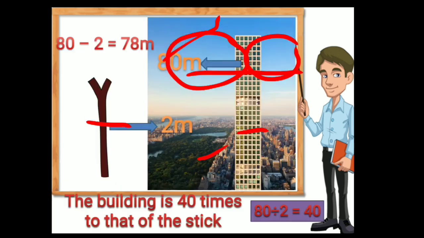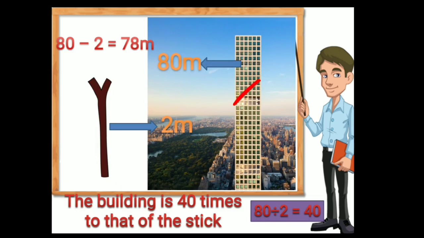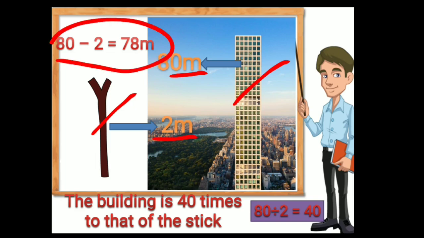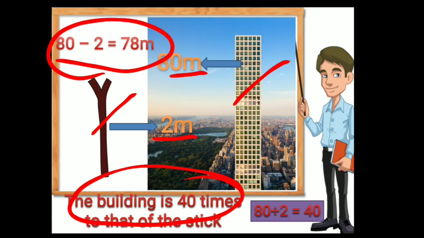Now, if I want to compare the same building with a stick, how can we compare? The length of the building is 80 and the stick is 2 meters. If I say the building is 78 meters taller than the stick, is it an apt way to compare? No, we cannot compare like this, it is not apt. So we can tell the building is 40 times that of the stick, right?